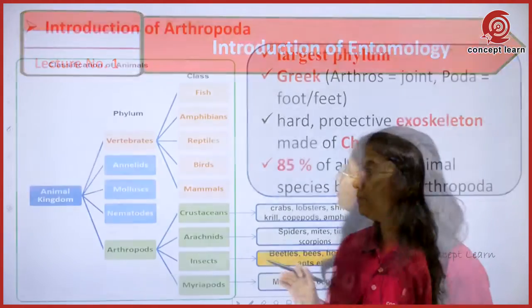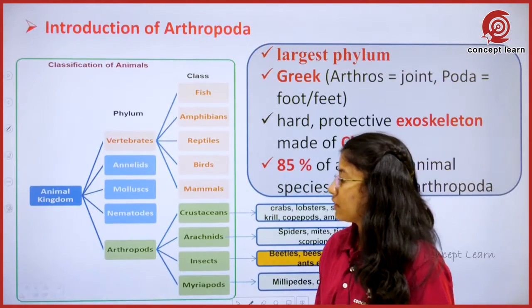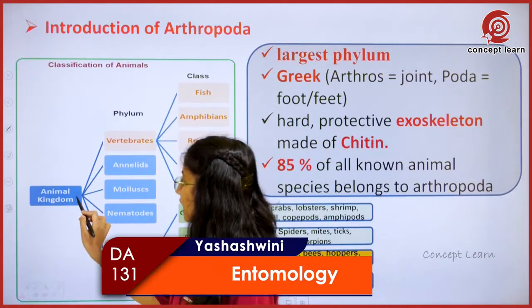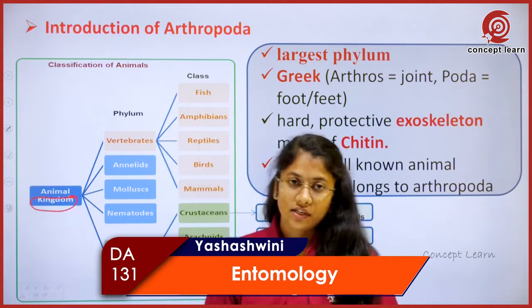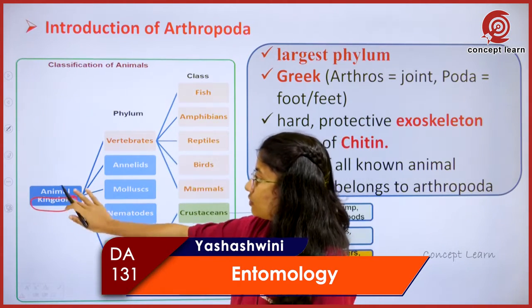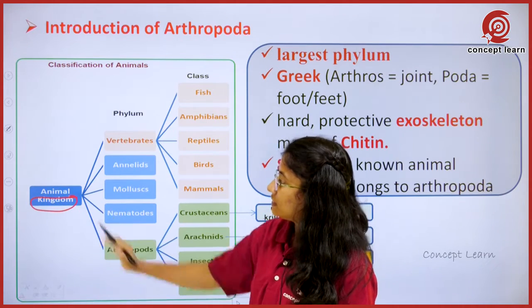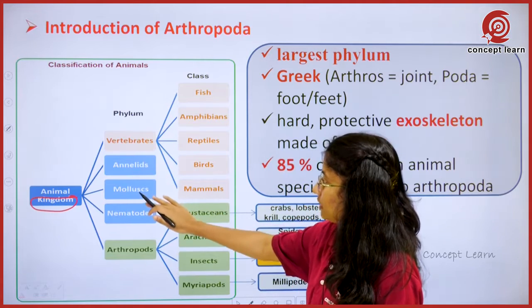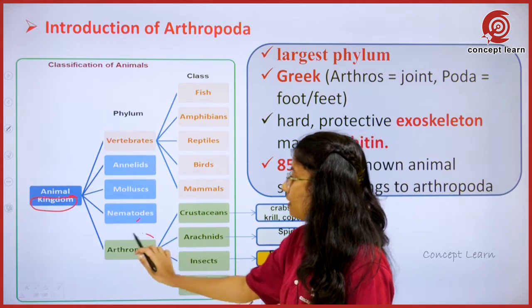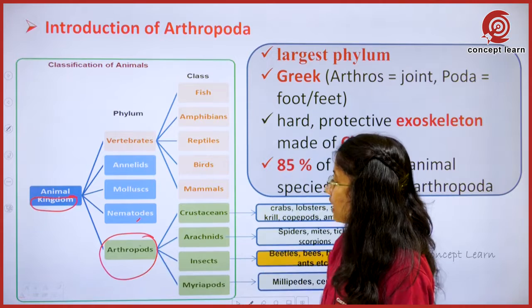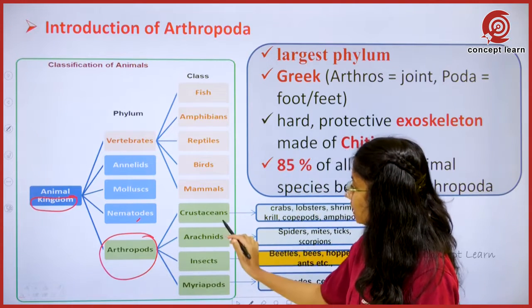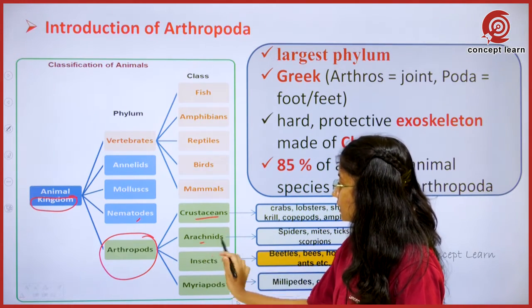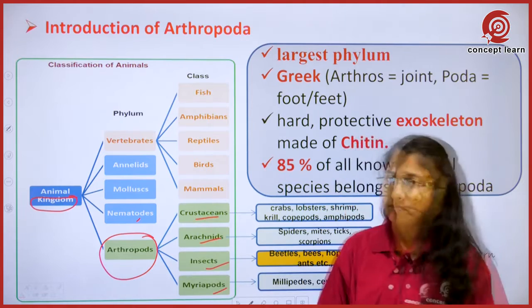So coming to the introduction of the Arthropoda. As you see here, the highest taxa is that of the kingdom, and it includes the animals. Under this kingdom Animalia, there are several phyla like the vertebrates, annelids, mollusks, nematodes and the arthropods. And under these arthropods, we can see several classes like the crustaceans, arachnids, insects and the myriapods.